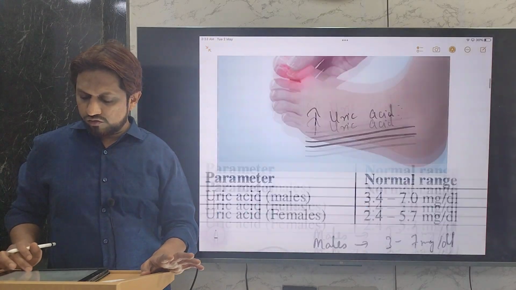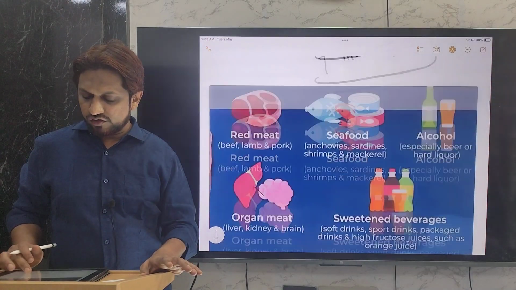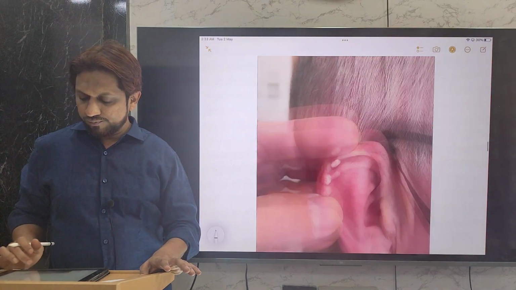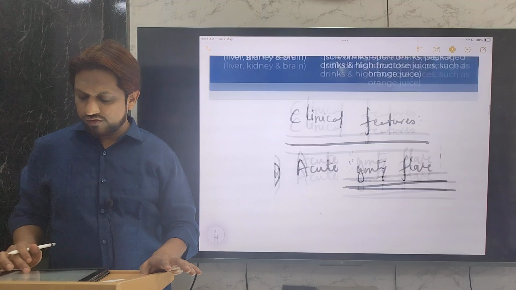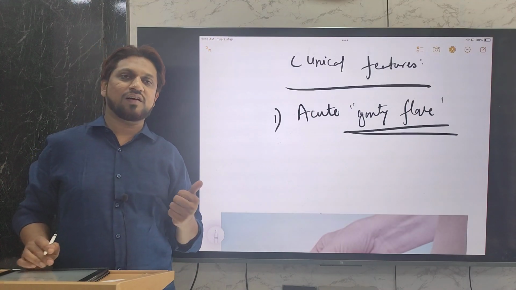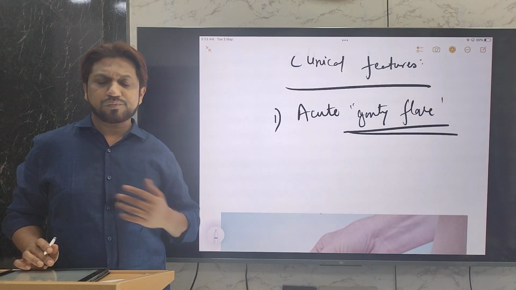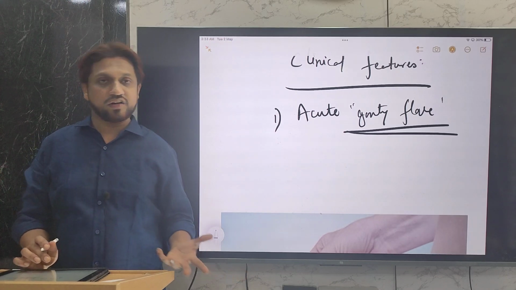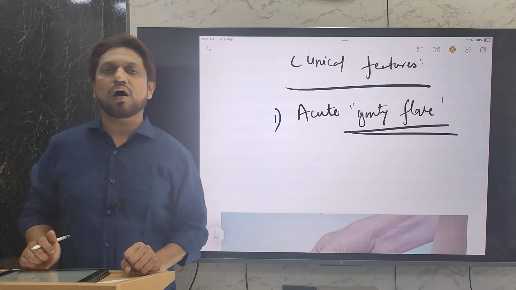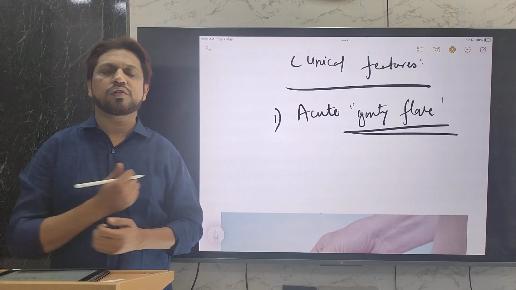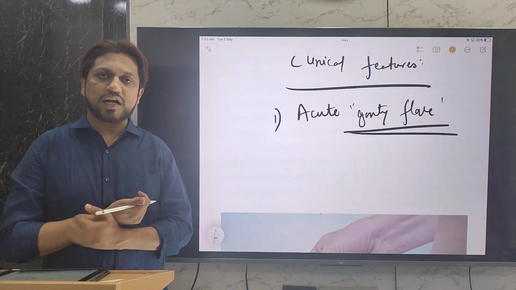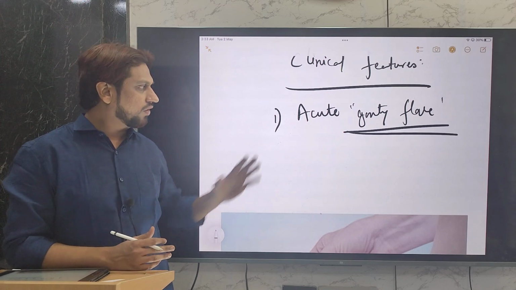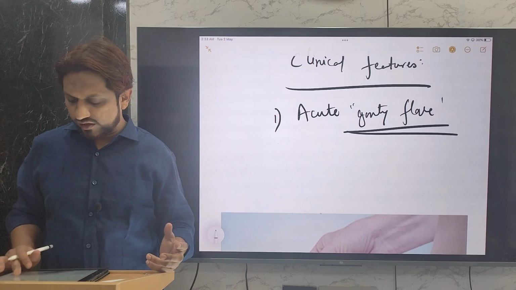The triggering factors for a gouty flare are, one, the diet; then certain infections; stress like surgeries; certain trauma; or dehydration, less food and less amount of water in the body, which will cause the precipitation of the crystals. So all these triggering factors will lead to the acute gouty flare.